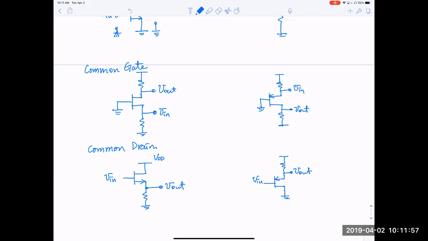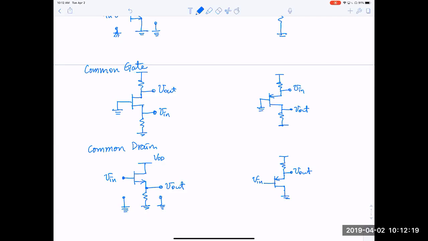Yes, do you have more questions? When we do the common drain, how do you measure Vout? Is it between the gate and drain? We always refer to ground. So implicitly, these are all referring to ground.